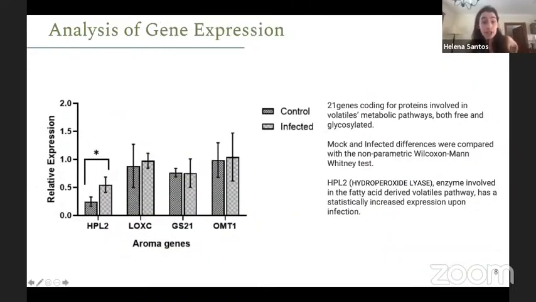Regarding the gene expression, we tested 21 genes and only one gene showed a difference in expression, which was HPL2, a gene involved in the LOX pathway. It codes for an enzyme that will lead to the volatiles that we saw there were changes in the free fraction. So there's a connection and we can correlate the metabolomic and the gene data to build up this model of putative behavior of the grape and Botrytis cinerea.